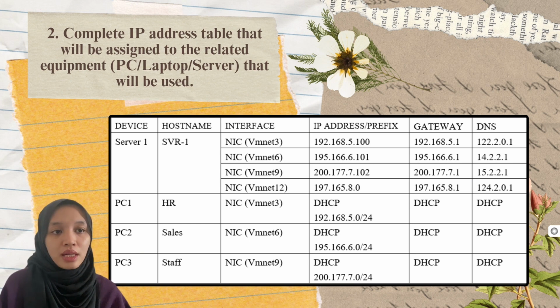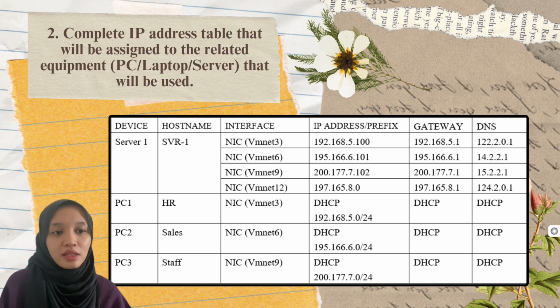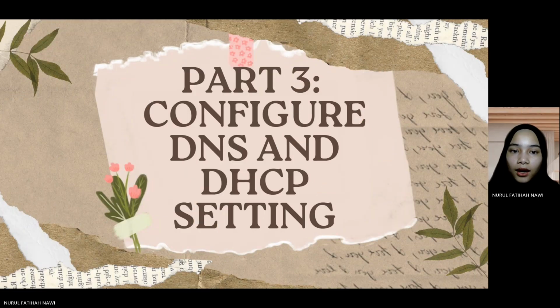PC2, hostname sales, uses the interface VMnet 6. The IP address is DHCP and 195.166.6.0 is prefix 24. And last, device PC3, hostname staff, interface is VMnet 9. The IP address is DHCP and 200.177.7.0. The prefix is 24.